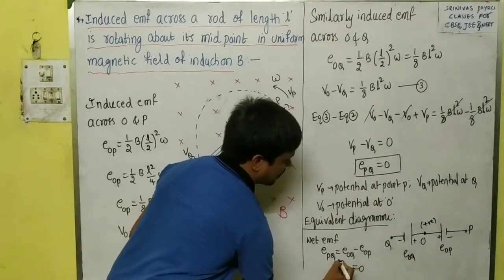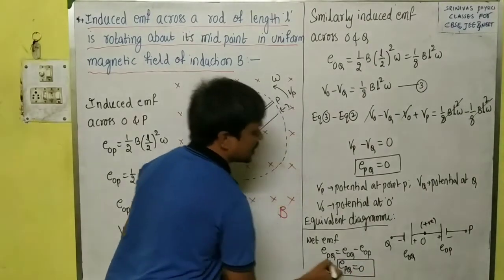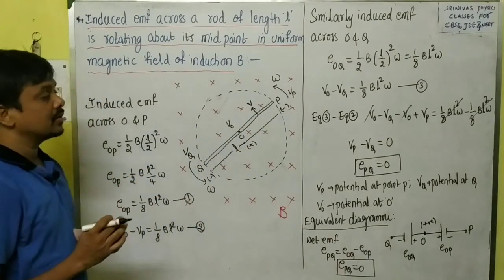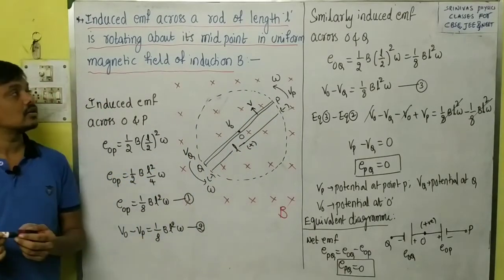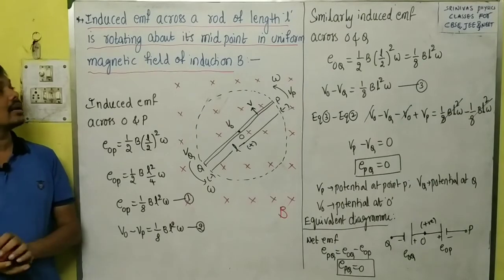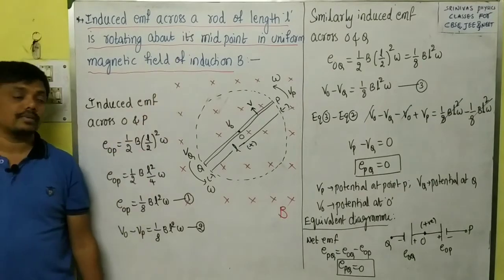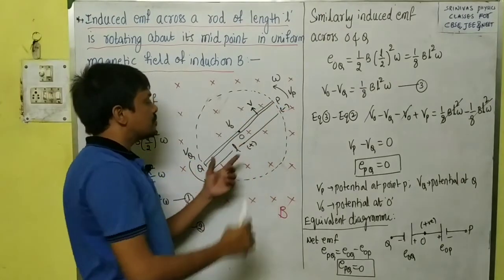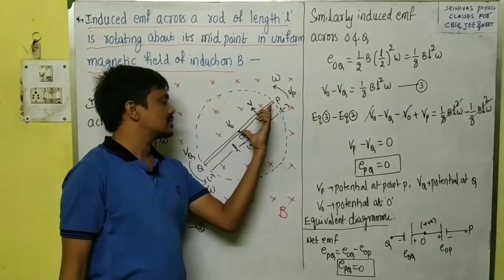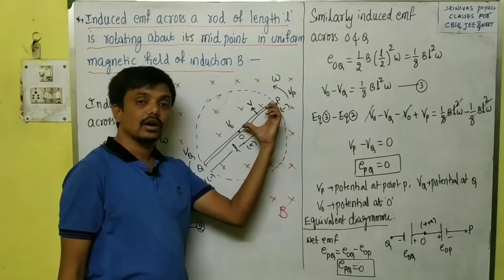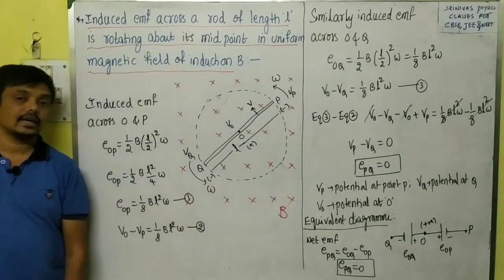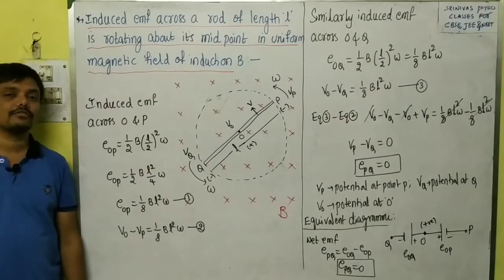This is in another format from the equivalent diagram also. In any way there is no induced EMF across PQ. This is the induced EMF across a rod of length L rotating about its midpoint. There is no induced EMF across both ends of the rod, but there is some induced EMF across the center and the edge, the center and the other edge of the rod also. Take a screenshot and note it down, and if you get any doubt you can ask me.